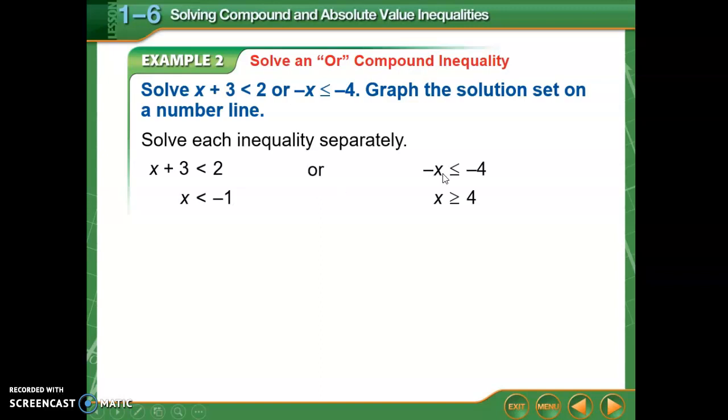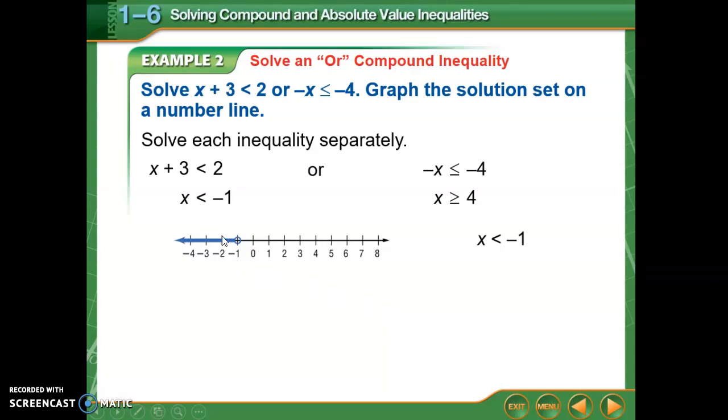Same thing here. Get rid of the negative sign. Either you multiply both sides by -1, so this will turn to positive x, and that will turn to the positive 4. Or you can also divide both sides by -1, and you will get the same result.